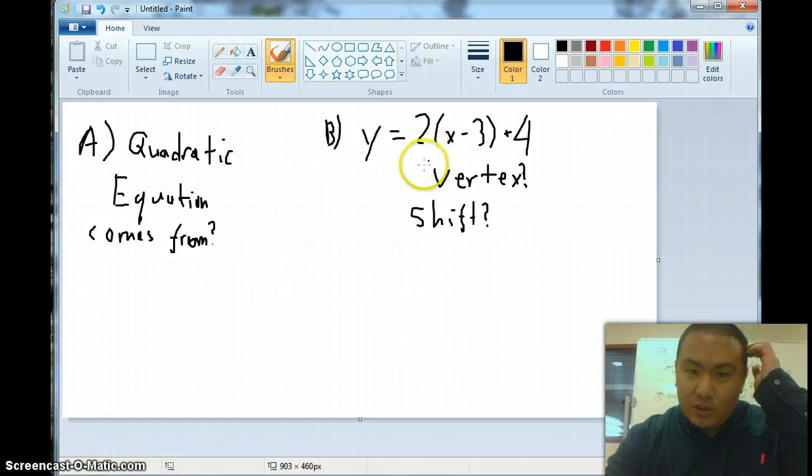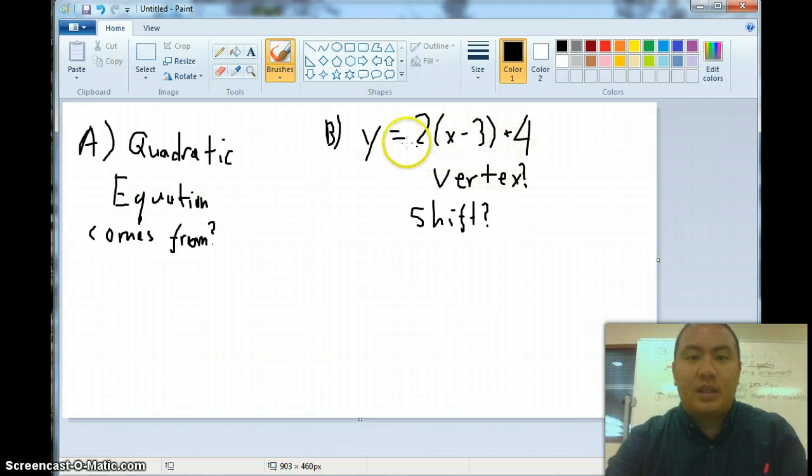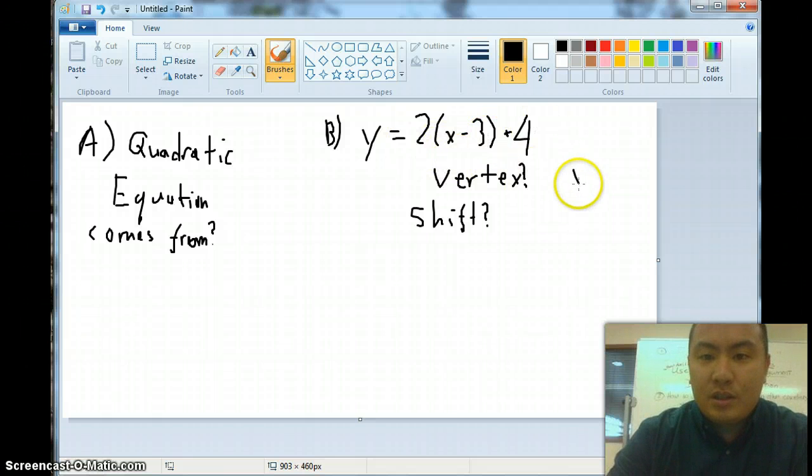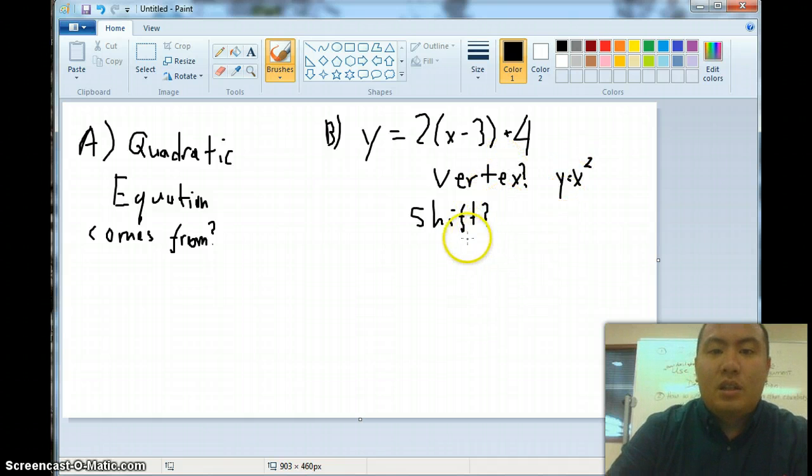And then for B, I want you to tell me what the vertex is and how it shifted. In other words, how do the h and the k change this from the parent function of x squared? What's the shift? What does the a do? And then how did you get the vertex from the shift?